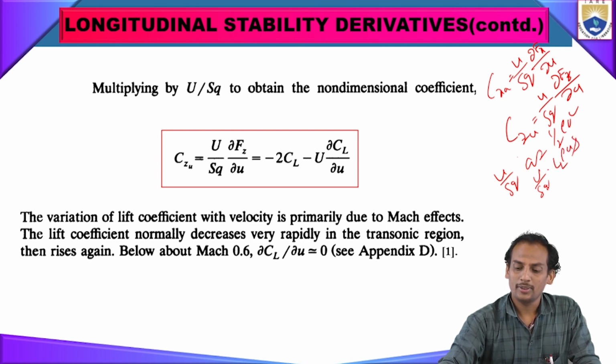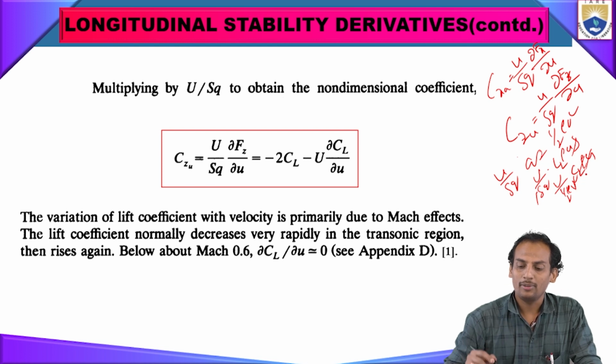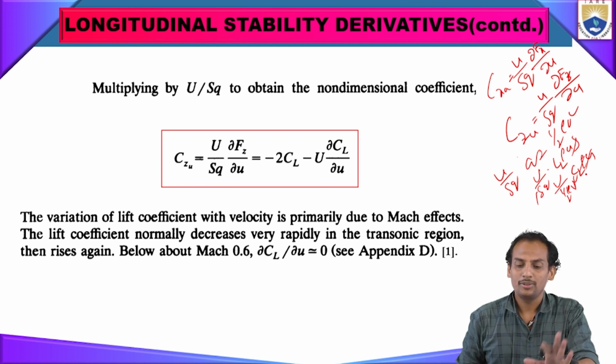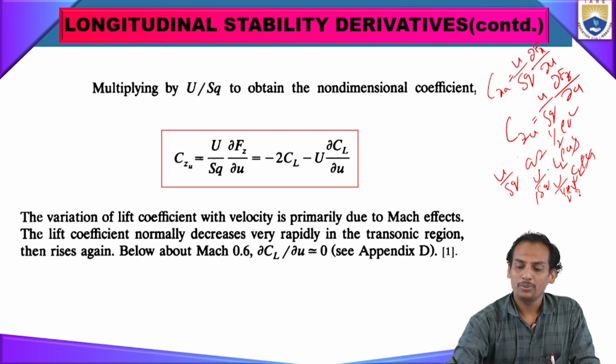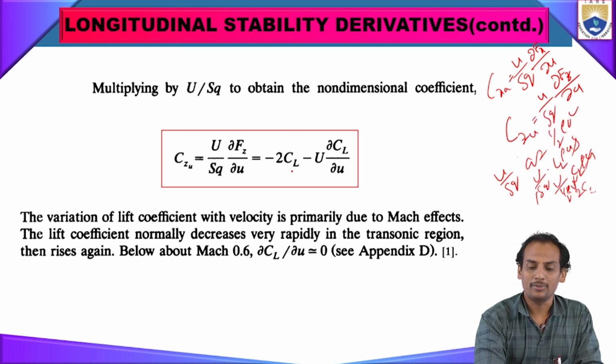So S gets cancelled, and u by half rho u square into CL into rho u. So that will be u, and rho gets cancelled. So what will that be? The 2 will be going up, so that will be 2 into CL. So that is the first term, and what will the second term be?